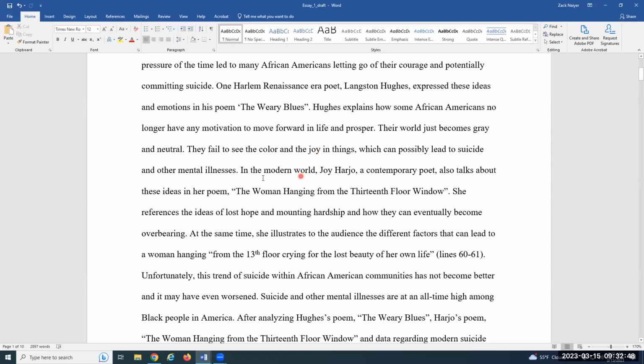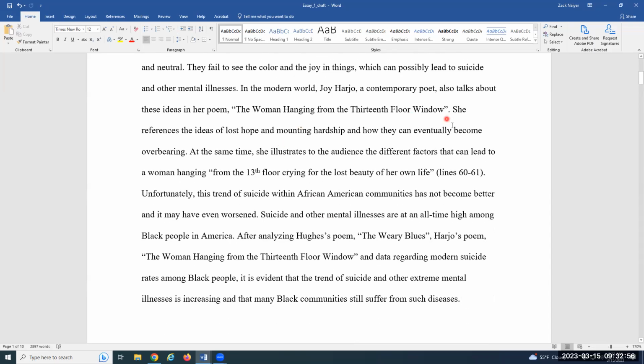And then there's a transition, guys. So a clear bridge from setting up the past to setting up the present. And then also citing a specific contemporary poet. And that contemporary poet was dealing with the issue that's being dealt with, lost hope, mounting hardship. And then more specifically, the results of that, the consequences, guys, suicide. So you see this very, very specific.